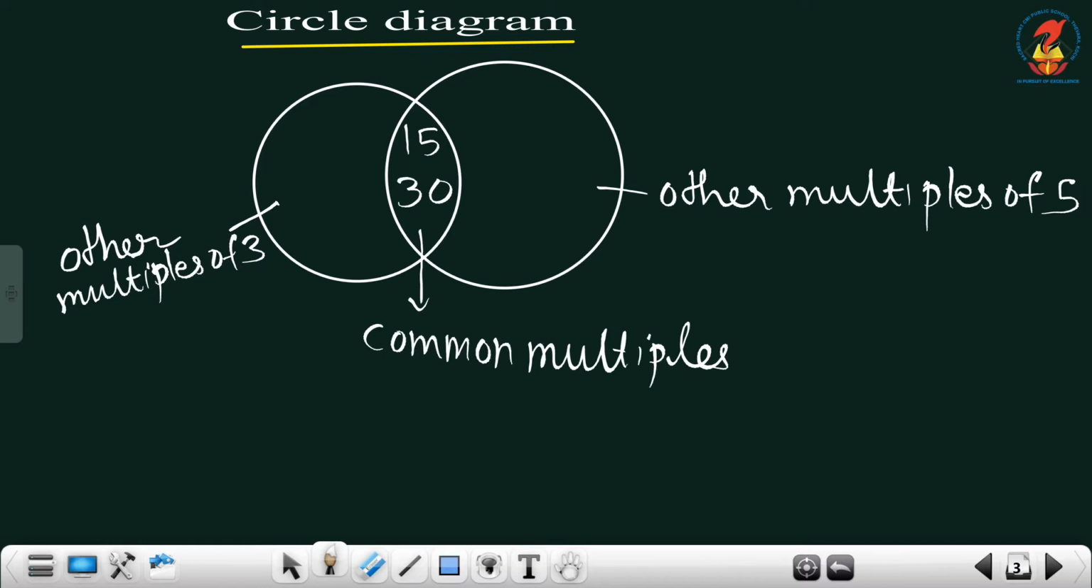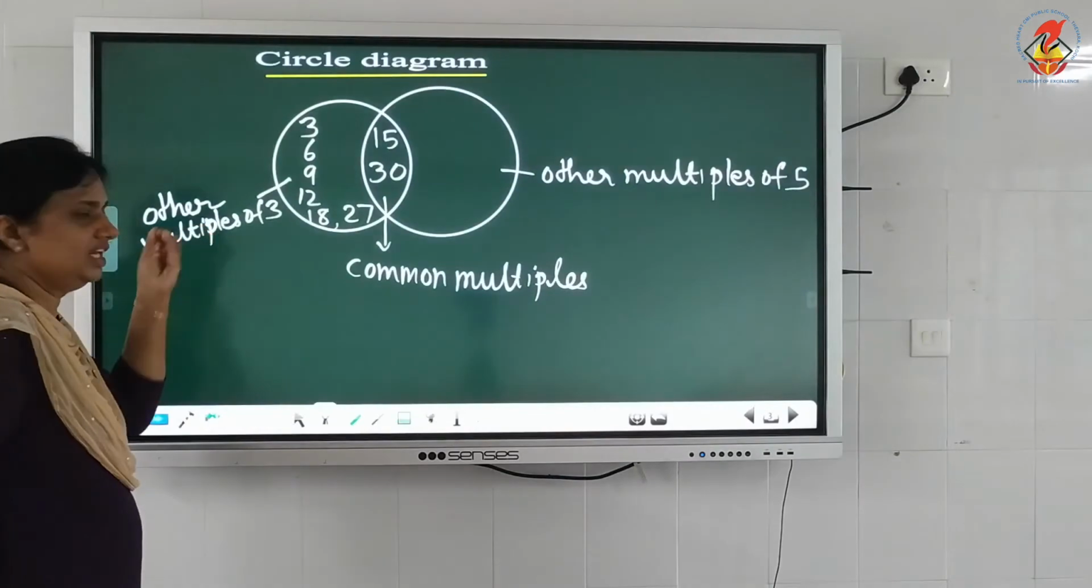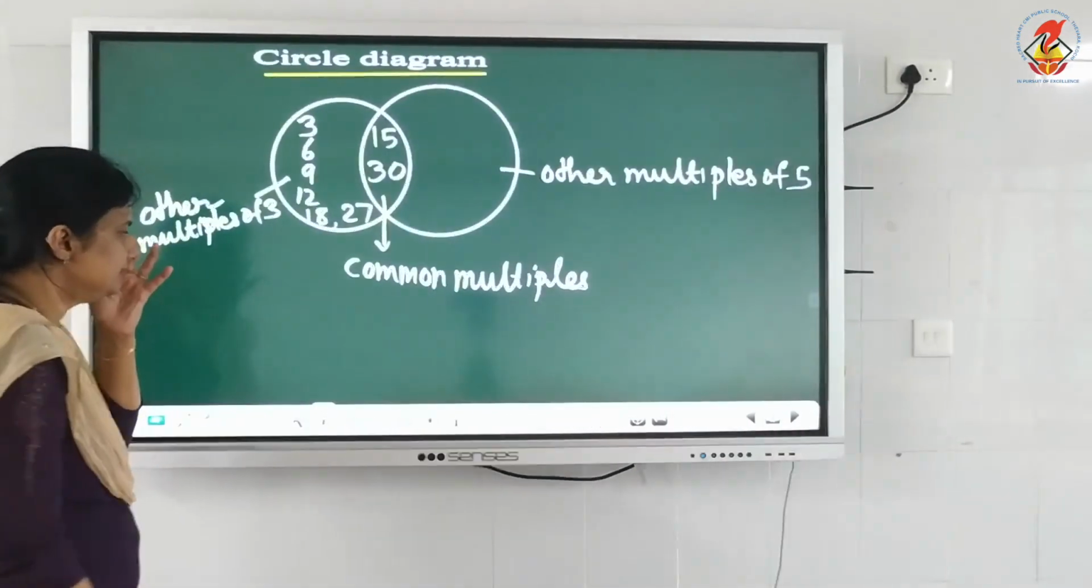Other multiples of 3, I can write here. What are they? First multiple is 3 and 6, 3 threes are 9, 3 fours are 12, 3 fives are 15. That is there already, right? No need to write. And 3 sixes are 18, and 3 nines are 27, but 3 tens are 30. No need to write that also, because that is a common multiple only. I need to write other multiples of 3 here. Is it clear, children?